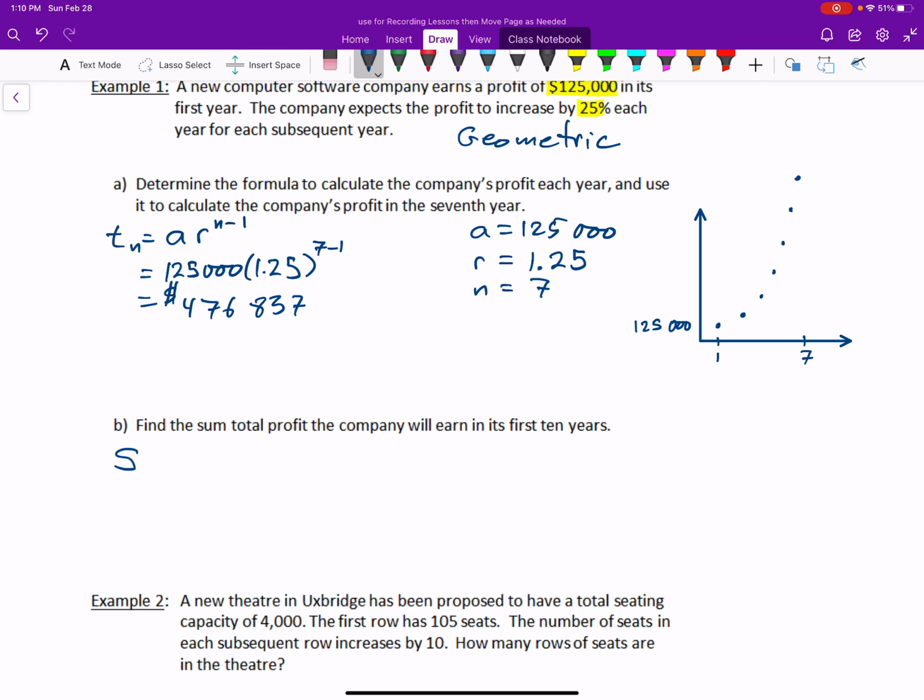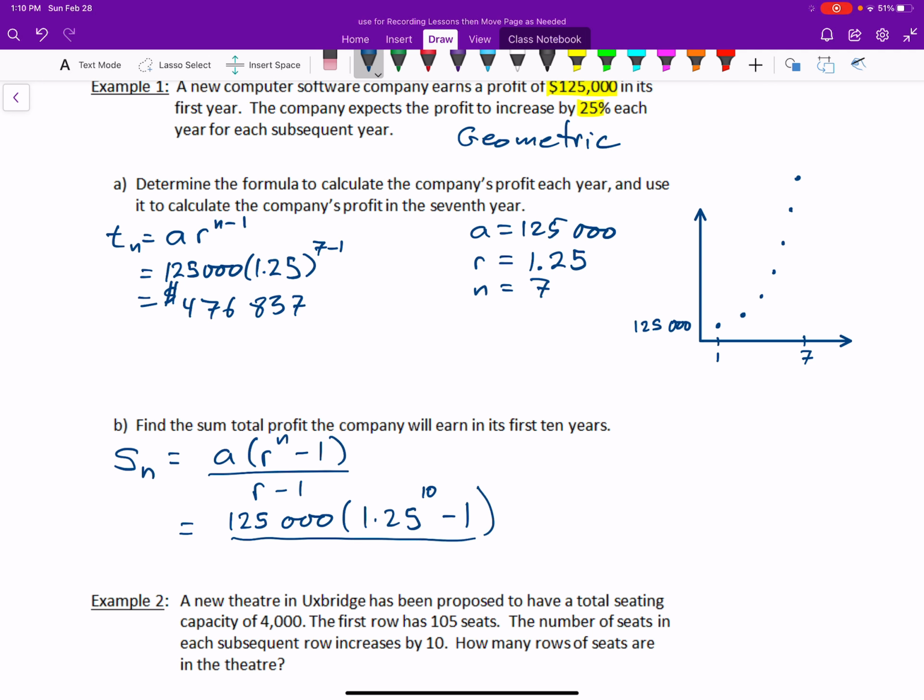So for geometric series, I'd probably want to use the formula S sub n equals A, because I know the initial amount, times R to the exponent n minus 1 inside brackets over R minus 1. So that's going to be the $125,000 I started with times the 1.25 to the exponent 10, but I'm going to subtract 1 from that. And then I'm going to put that over 1.25 minus 1. So the denominator is just going to simplify down to 0.25.